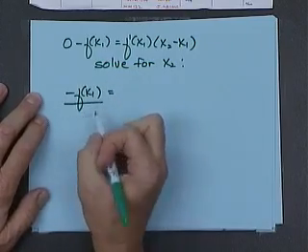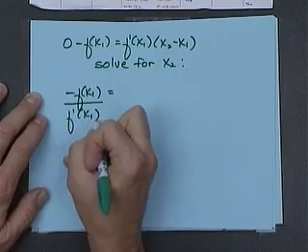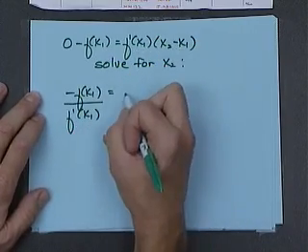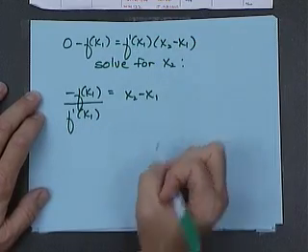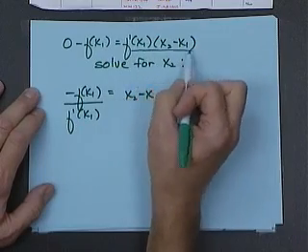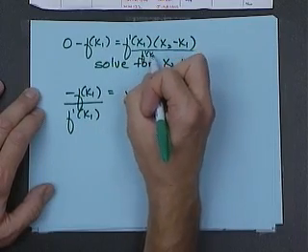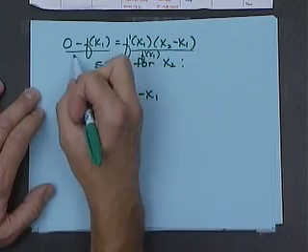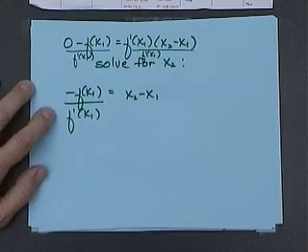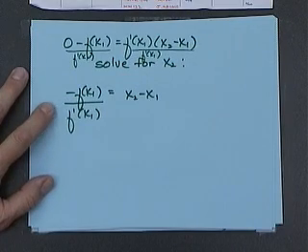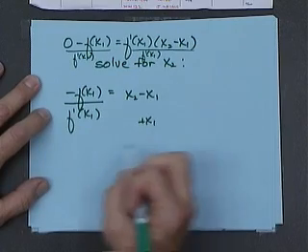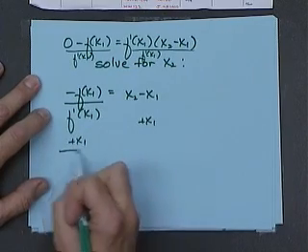So I'm going to divide this side by f prime of x1. And I'm going to divide this side by f prime of x1, which leaves what? x2 minus x1? And then add x1. So we divided this side and divided that side. So there's our new equation. It's one step closer to solving for x2. What else? Add x1 to both sides.